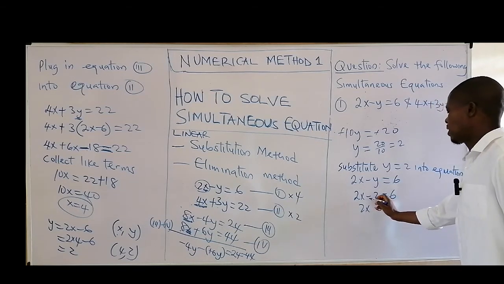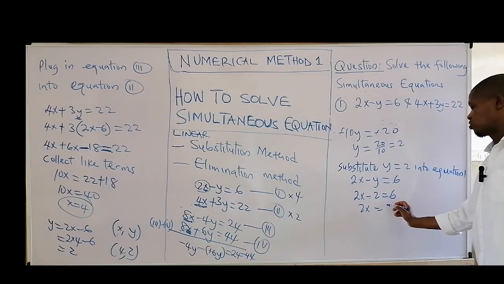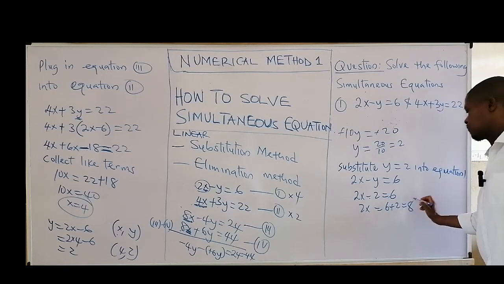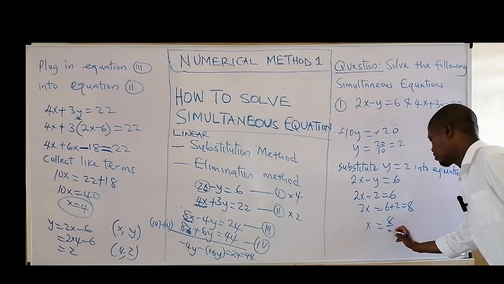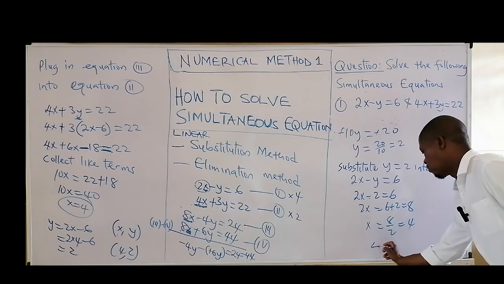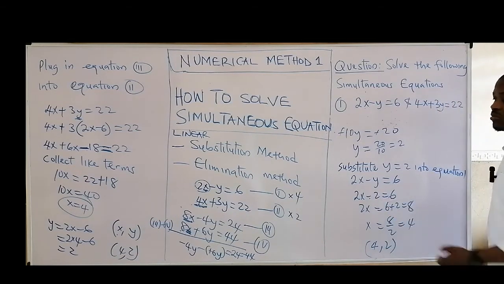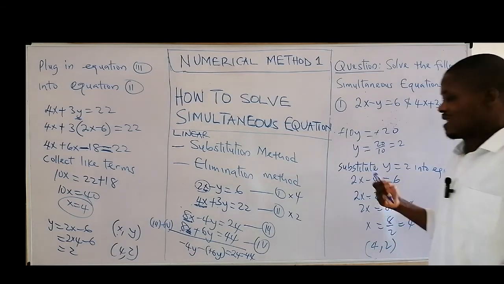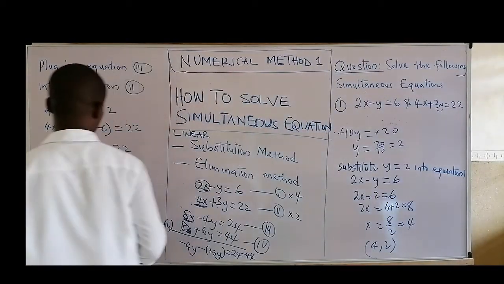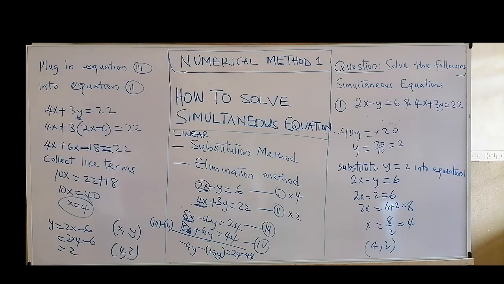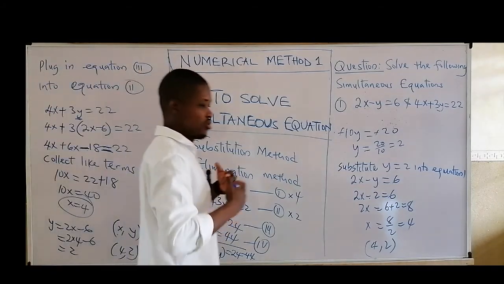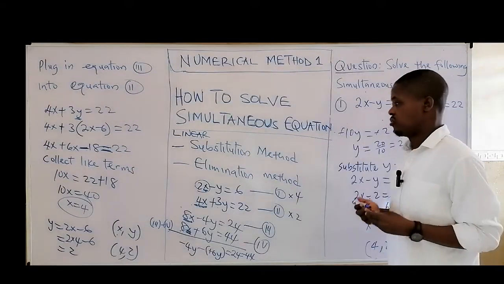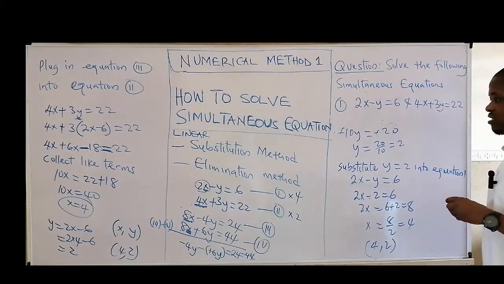2x equal to, move this minus 2 to the other side, and that will be plus 2. That will be 6 plus 2, and that's 8. So x is 8 over 2, and that's 4. So we have x equal 4, y equal 2, which is the same thing also. So that's that on the elimination and substitution methods. If you're not instructed on the particular method to use, the choice is yours. You can use the substitution method. You can also use the elimination method. So let's see other questions.